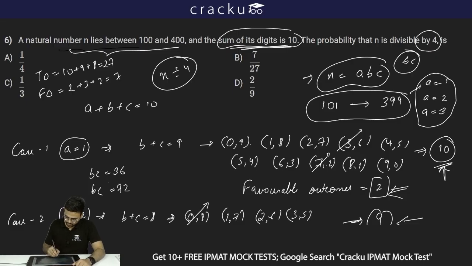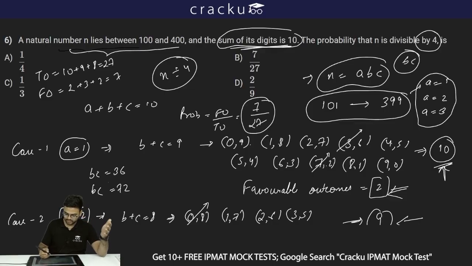What is probability? Probability is favorable outcomes divided by total outcomes. Favorable outcomes is 7 and total outcomes is 27. So the probability will be 7 by 27, and therefore option B, 7 upon 27, will be the correct answer.